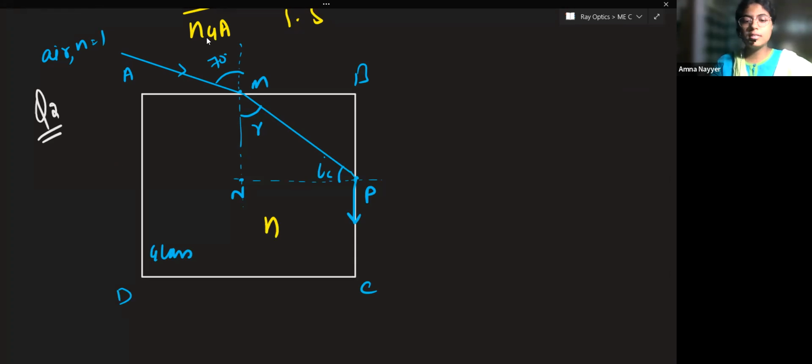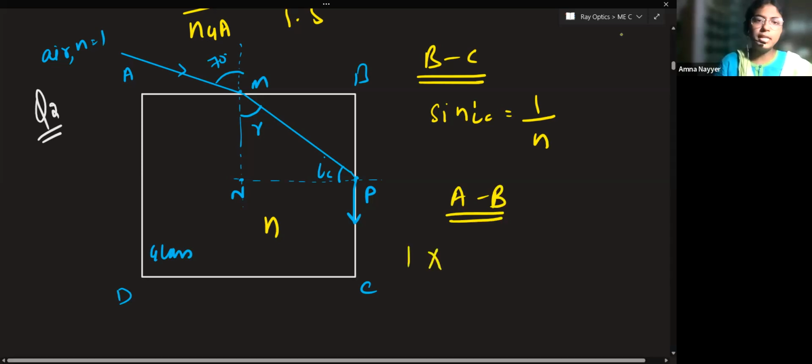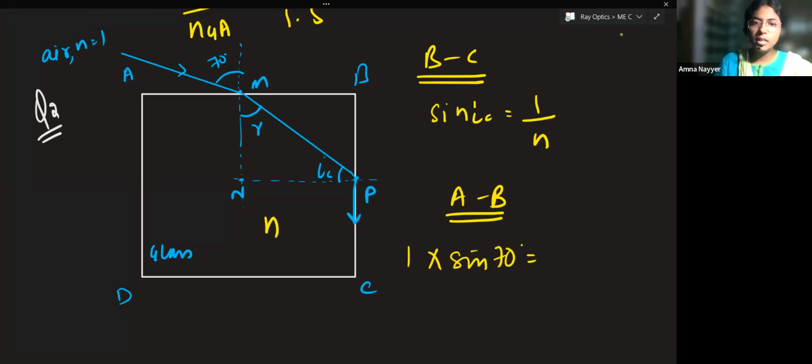So for this face BC, critical angle will be what? Sine IC will be equal to 1 by N because the second medium is air, whose refractive index is 1. So you can easily write sine IC is equal to 1 by N. Now if you look at this face, AB face, here if you apply Snell's law, 1 is the refractive index multiplied by sine 70. This is equal to N, the refractive index, multiplied by sine R, where R is the angle of refraction.